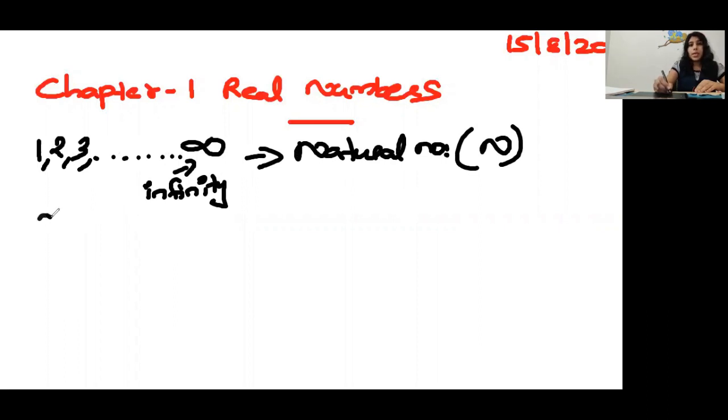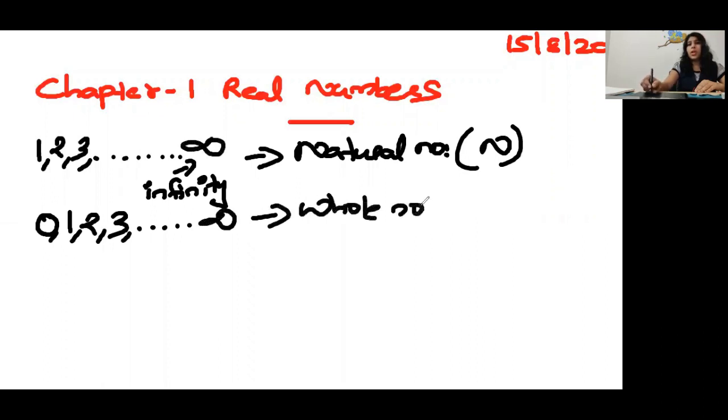If zero is added to these numbers, 0, 1, 2, 3, etc. up to the same numbers till infinity, we can call it whole numbers. So the only difference between whole number and natural number is the addition of a zero. We generally represent it as W.